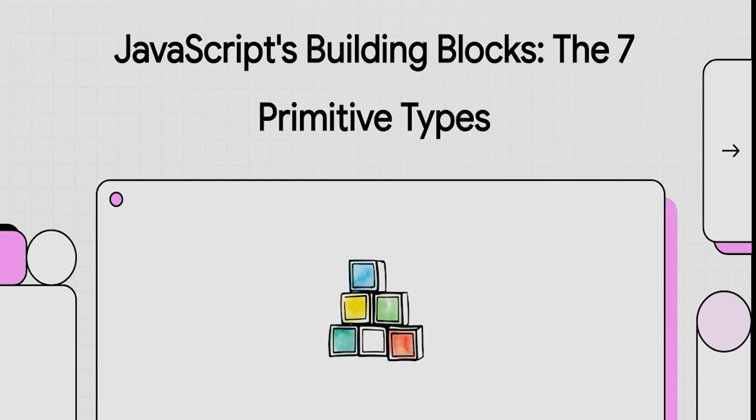Welcome to The Explainer. Today, we are diving deep into the absolute core of JavaScript. I'm talking about the fundamental building blocks, the 7 primitive data types. You can think of these as the basic ingredients, right? They're what you're going to use to build, well, pretty much everything in your code.